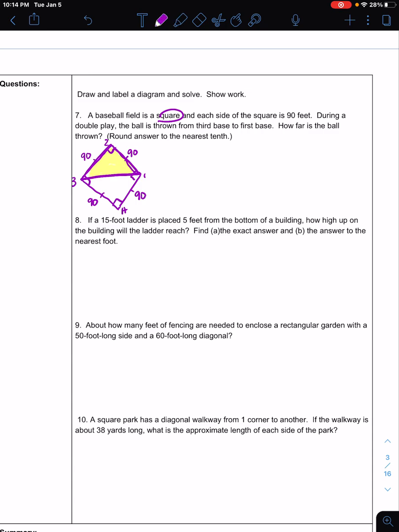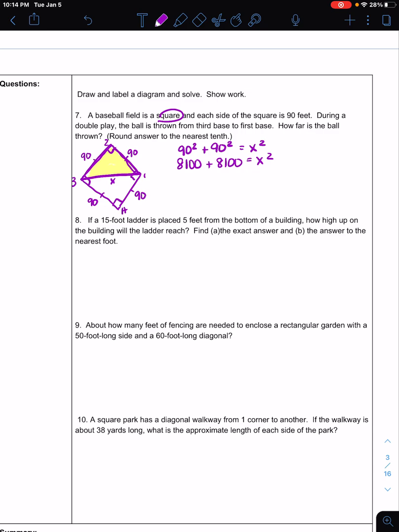So what that creates is a Pythagorean Theorem problem. So I'm going to call this x. That's my hypotenuse. Notice it's across from the right angle of that yellow triangle. So I have 90 squared plus 90 squared is equal to x squared. You can call it whatever you want. I just called it x. That's nothing magical. So 90 squared is 8,100 plus another 8,100.